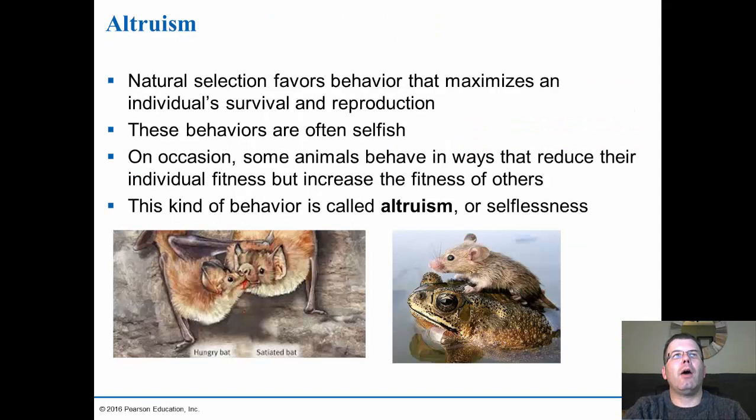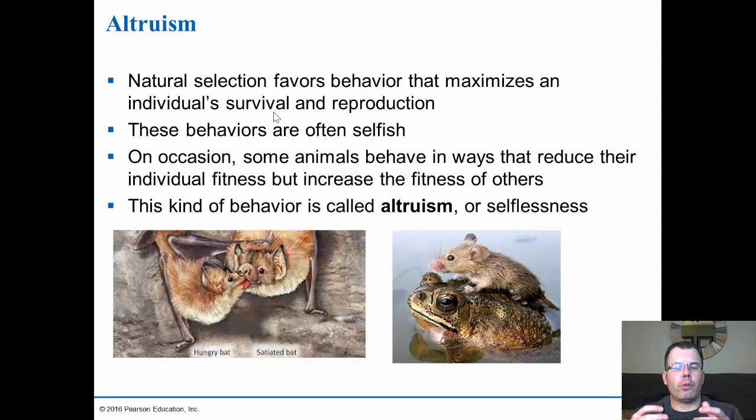Now, the last thing I'm going to talk about is altruism. Most behavior maximizes the individual's survival and reproduction. And so again, natural selection is going to make sure that if I have the best genes, I'm going to be able to procreate and pass on my genes. These behaviors are typically selfish, but we also see behavior known as altruism that helps out the rest of the population.